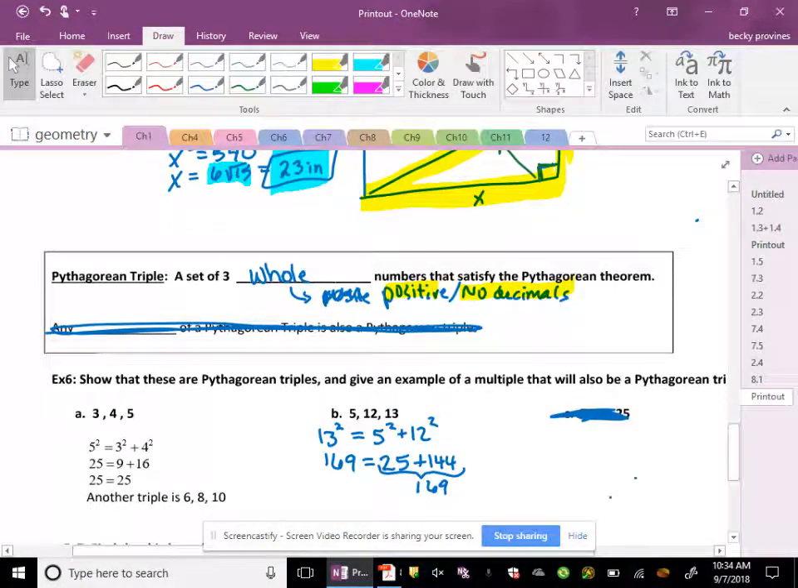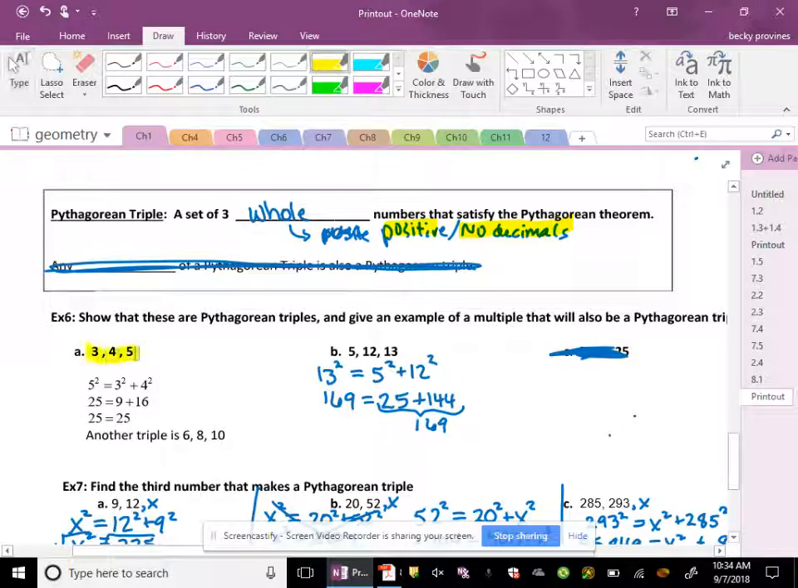So a Pythagorean triple is just 3 numbers that always work for the Pythagorean theorem. So for instance, 3, 4, 5. If you plug it in, the biggest number, of course, is your hypotenuse, and the smaller numbers are your legs, then you can see they're equal. Now, it says, show that these are Pythagorean triples and give an example of a multiple.